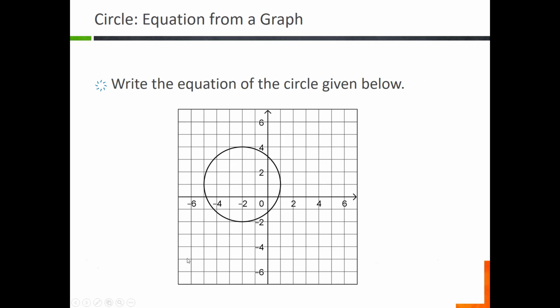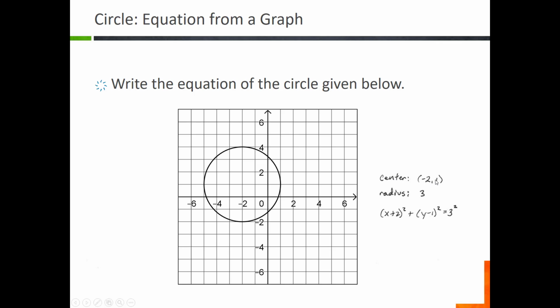So let's look at a few examples. Say we're given the graph of a circle and we want to write its equation down in standard form. So the two things we need are to know where the center is and then the radius. Looking at this graph here, it looks like the center is about here, so that would be at the coordinate (-2, 1). And if you count from that point over to the edge of the circle, it's going to go 1, 2, 3. So I would say the radius is 3.